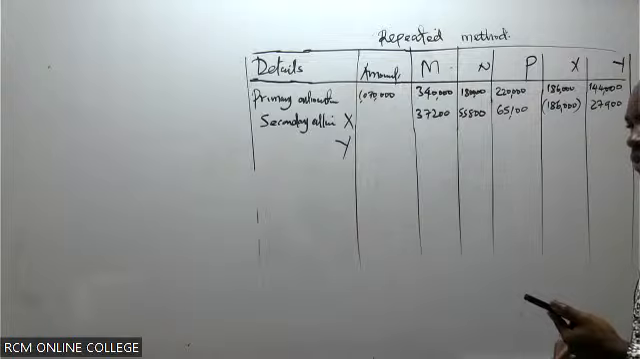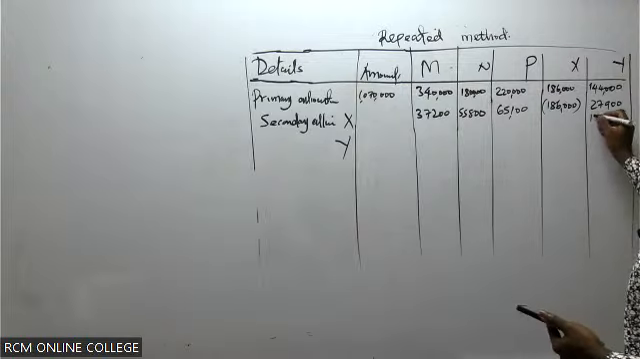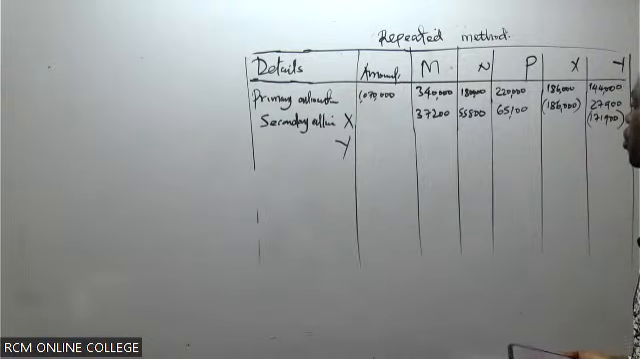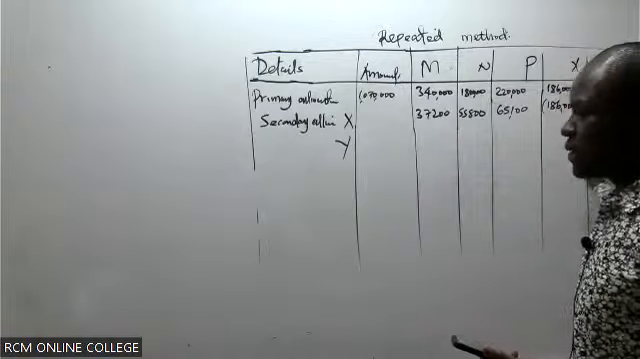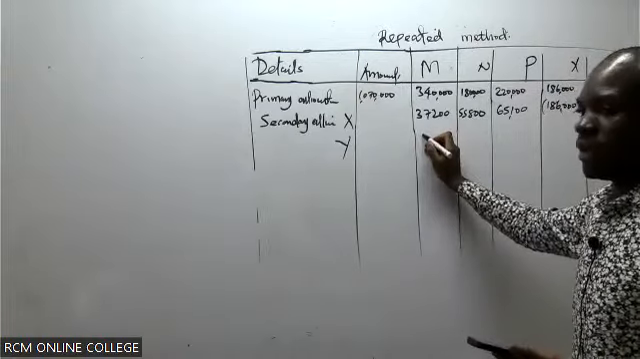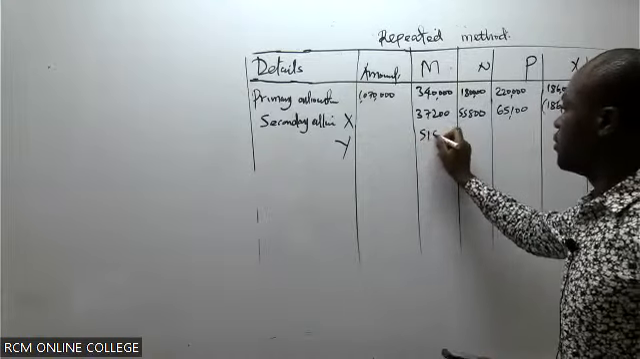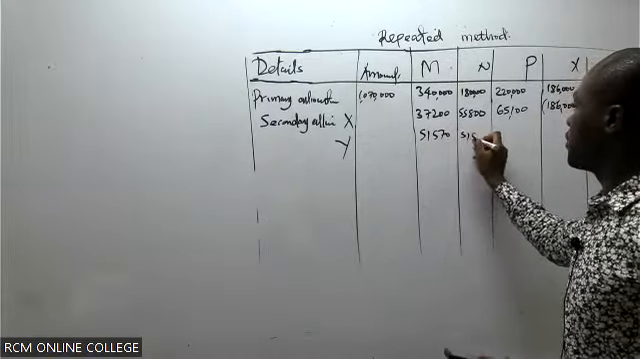Utakuwa na ngapi? 171,900. That is what Y is giving out. In what proportion? 30, 30, 10. So what is 30% of this? Mtu aweke hapa. 30% of that itakuwa ngapi? 51,570.